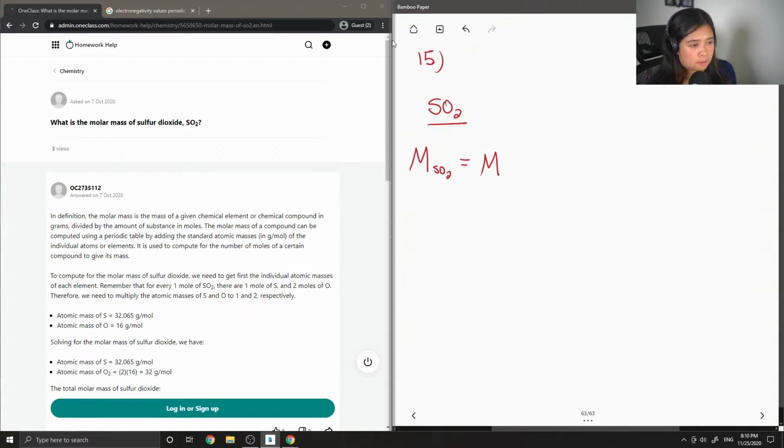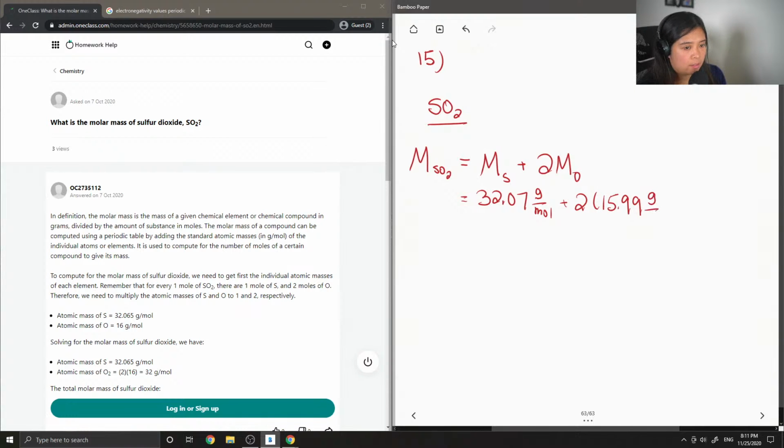So molar mass of sulfur plus 2 times the molar mass of oxygen, since there are 2 atoms of oxygen in sulfur dioxide. The molar mass of sulfur is 32.07 grams per mole, and the molar mass of oxygen is 15.99 grams per mole. Adding these values up, we end up getting 64.07 grams per mole for the molar mass of sulfur dioxide.